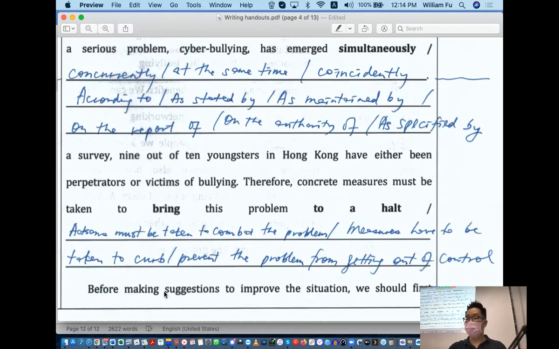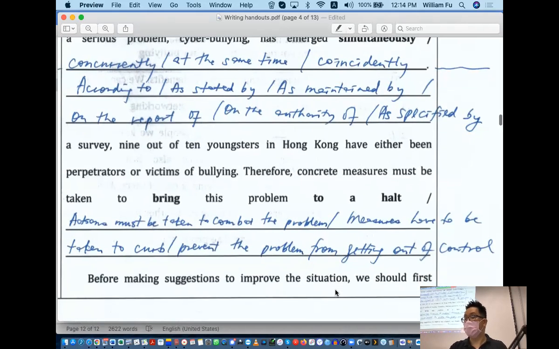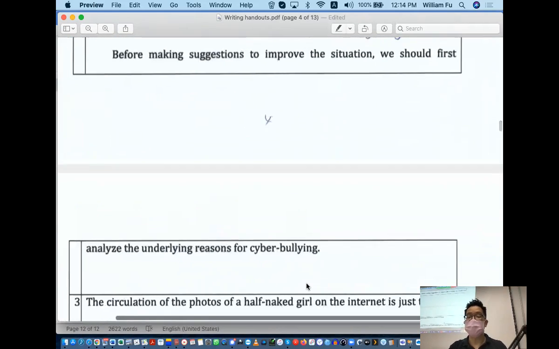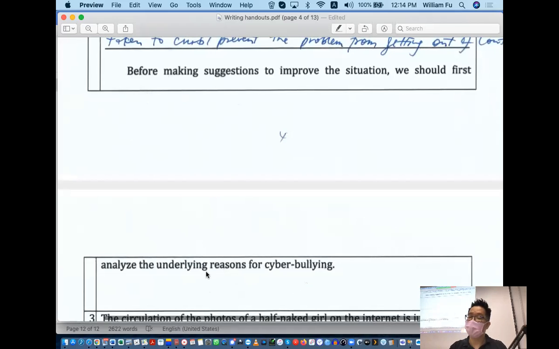All right, before making suggestions to improve the situation. Now, students, I know you might not make this mistake, but I want to remind you, don't say "improve the problem," because in Chinese we say 改善問題. In English, don't ever say that. Improve the situation. "Improve the problem" means make it worse. So, improve the situation. We should first analyze the underlying reasons for cyberbullying.